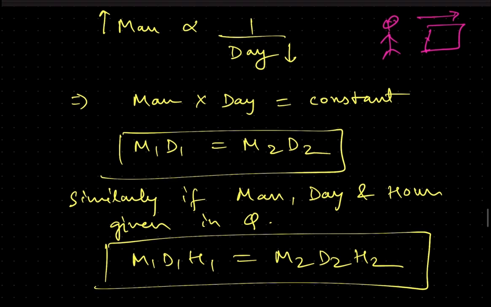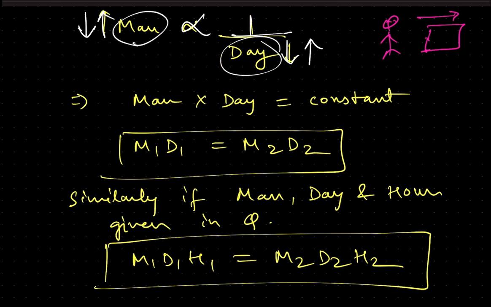In man day work problems, we know that when we increase the number of men, the number of days to do the work will decrease, and if we decrease the number of men, the time taken or the number of days to do the work will increase. So we can say that man is inversely proportional to day. If we remove the proportionality, a constant will come, so man into day will be a constant.